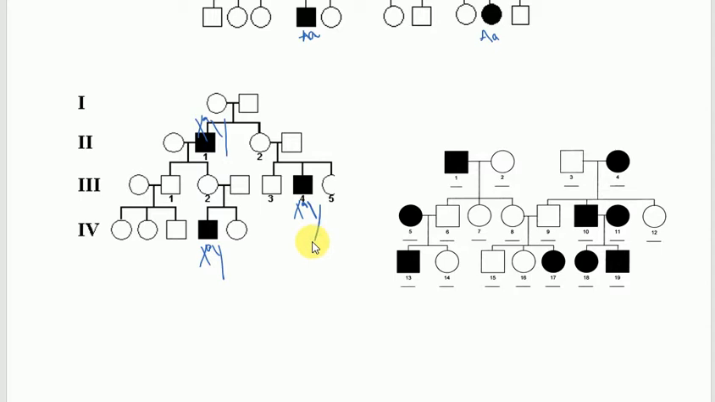Okay. So we can go through and we know that any of these, the males, they're all going to be that X capital A Y because they do not have the traits.